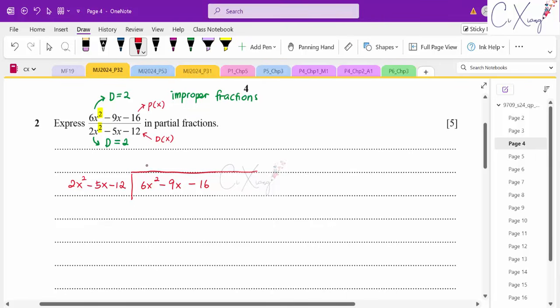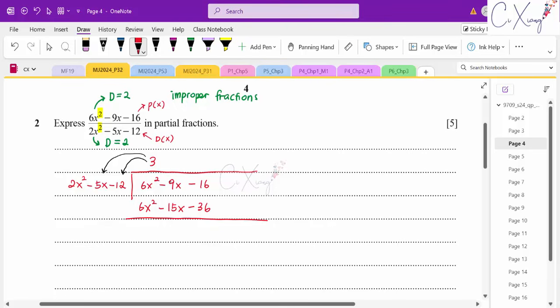Okay, so now I have to think about a number. A number multiplied with 2x squared to get 6x squared. So the number should be 3. So 3 times 2, you get 6x squared. At the same time, 3 also needs to multiply with negative 5x. So 3 multiplied with negative 5x, you have negative 15x. Then 3 multiplied with negative 12, you're having negative 36.